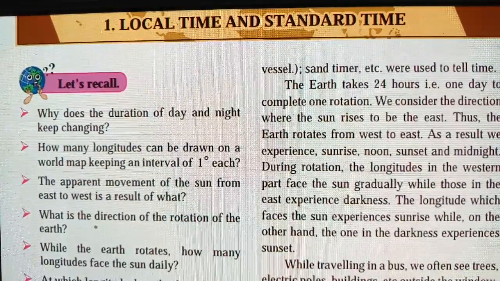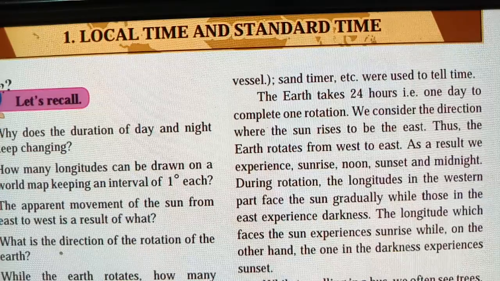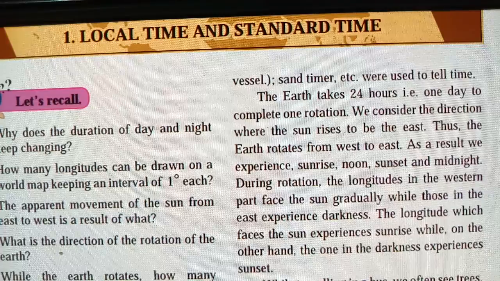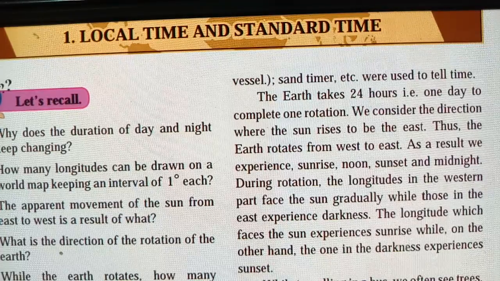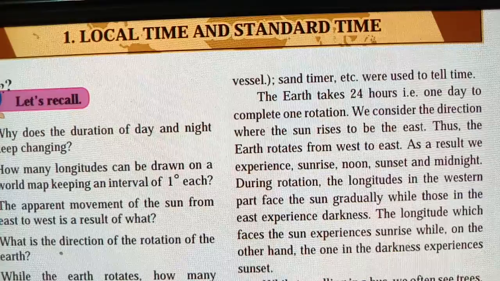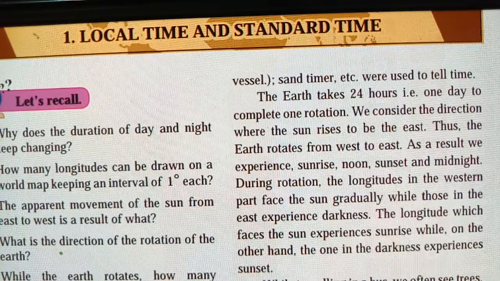The earth takes 24 hours, that is one day, to complete one rotation. So for one rotation, the earth actually takes 24 hours. We consider the direction where the sun rises to be the east. Thus the earth rotates from west to east. As you all know, the earth rotates from west to east. Remember this information: the earth rotates from west to east.